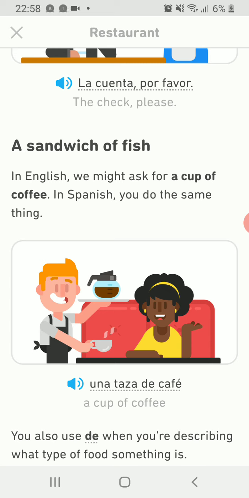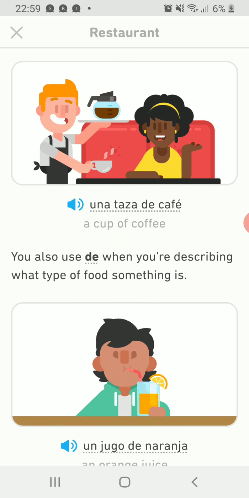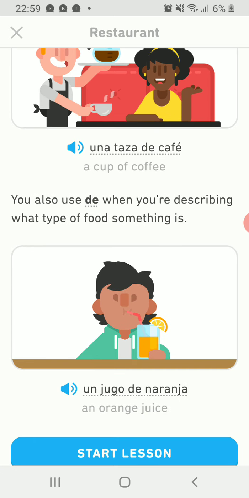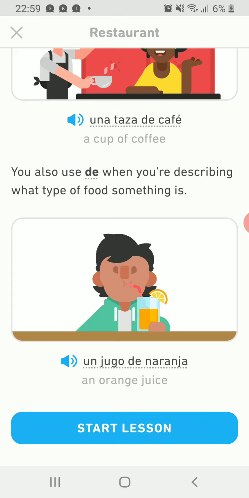In English, we might ask for a cup of coffee. In Spanish, you do the same thing. So una taza de café, a cup of coffee. Una taza, it's not tasse. You also use de when you're describing what type of food something is. Un jugo de naranja, an orange juice.